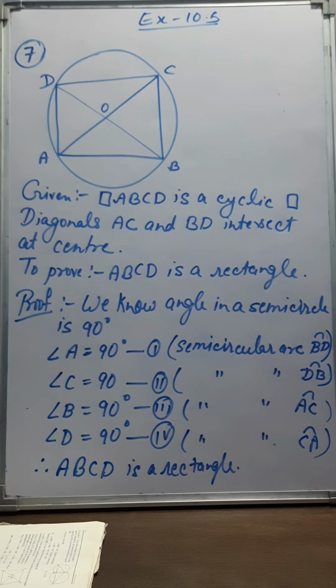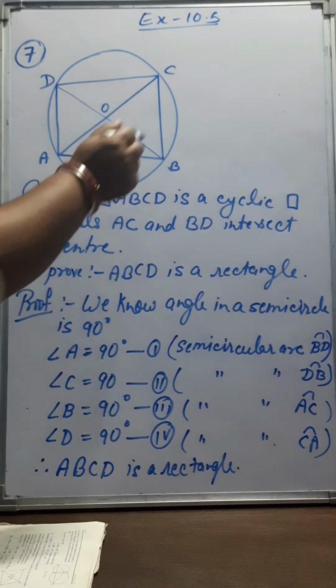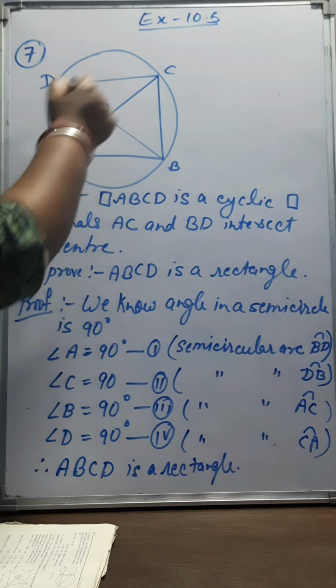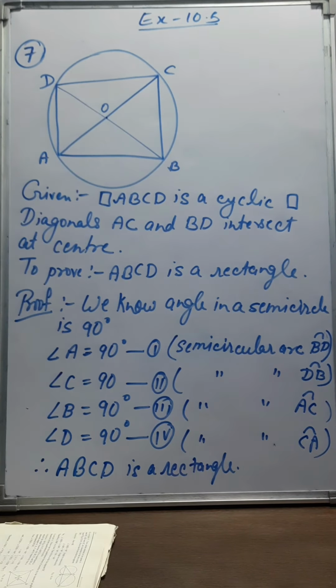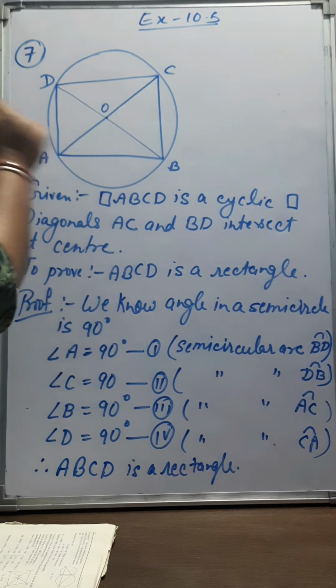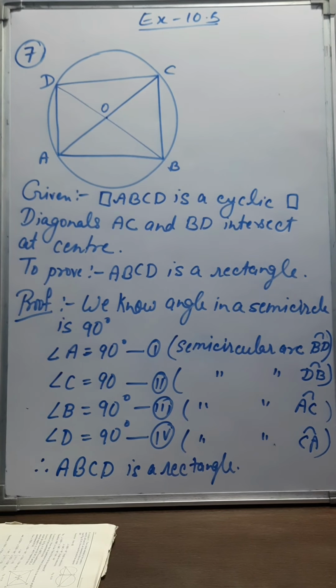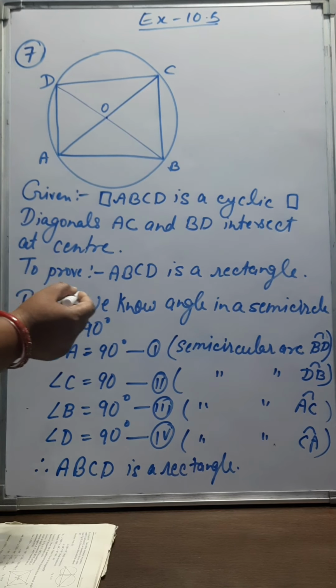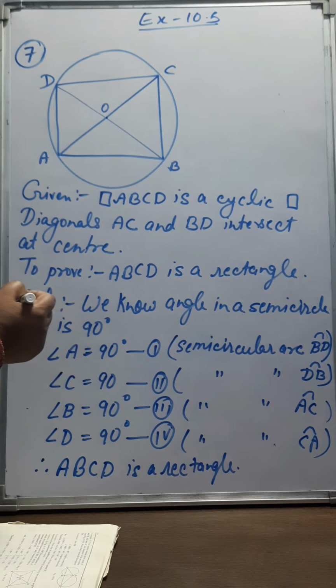Now see question number 7. If the diagonals of a cyclic quadrilateral are diameters of the circle through the vertices of the quadrilateral, prove that it is a rectangle. So here ABCD is a cyclic quadrilateral and its diagonals are intersecting at point O. And these diagonals are behaving like diameters of the circle. We have to prove that ABCD is a rectangle. So you see, how can you prove it? We know that the angle in a semicircle is 90 degrees.